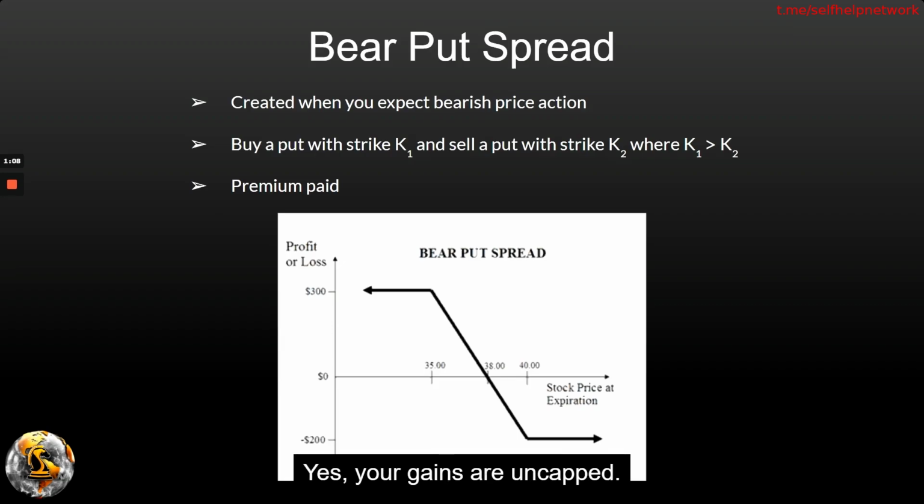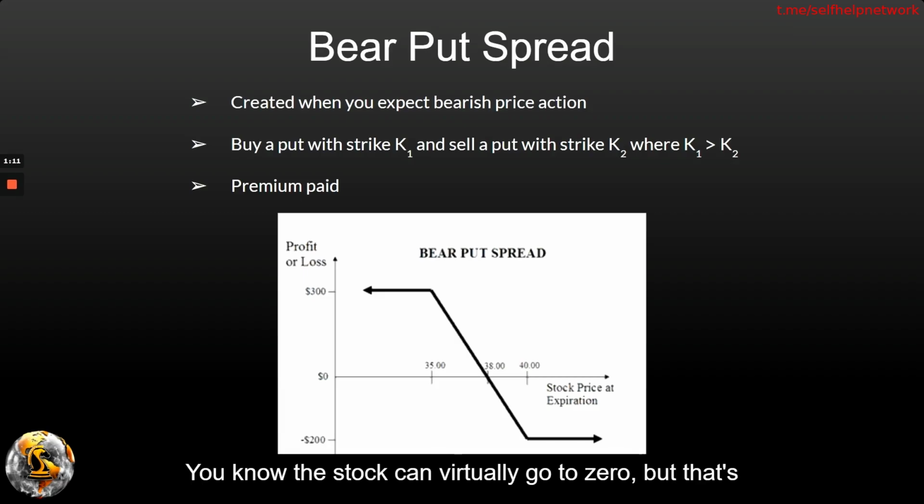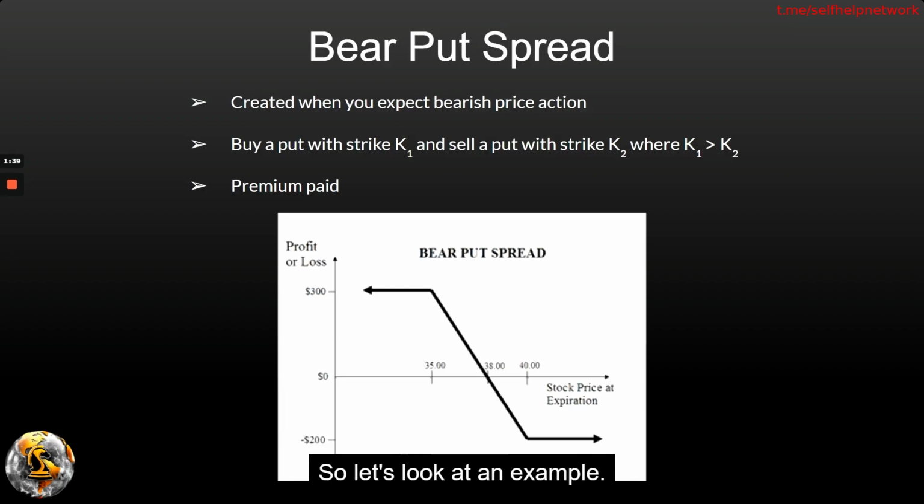Yes, your gains are uncapped. The stock can virtually go to zero, but that's unlikely. Now, if you want to reduce the amount you put at risk and maybe even cap your gains, you buy the normal put as usual, but you also sell a put in order to gain some premium. That reduces the amount of risk you put in initially, and it caps your gains, but it reduces your risk. So let's look at an example.